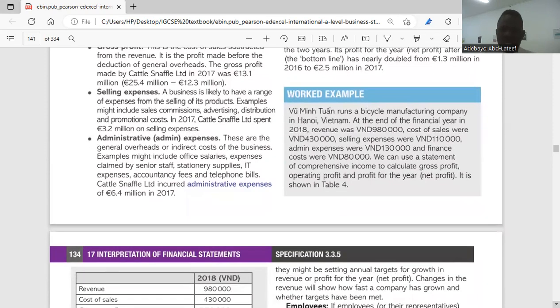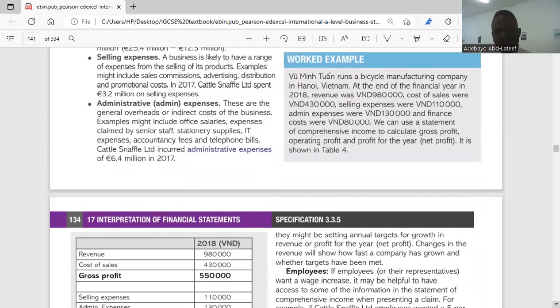For selling expenses, these are the expenses you incurred in the course of selling the product, which can be carried outward. Then we have the administrative expenses or admin expenses. These are general overheads or indirect costs of the business. For example, they might include the salaries of senior staff, stationery, accountancy fees, telephone bills. All these are indirect fees. They are not attached to the sales of the business, but they are part of the cost incurred by the business.